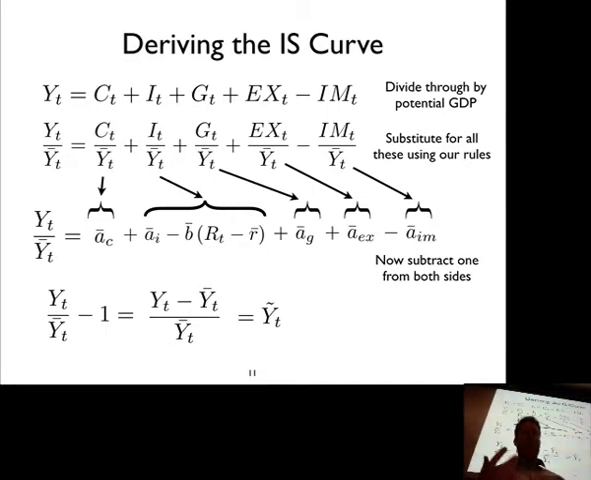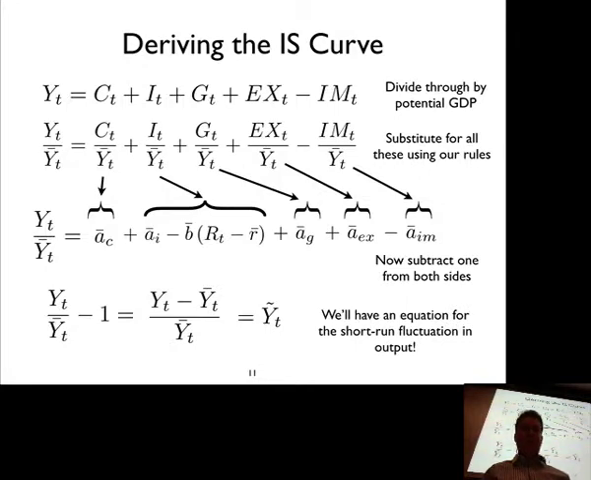Well, there are kind of 2 reasons. One is I just told you we're going to do that, and on an exam I would also tell you that we're going to do that. The second reason is that on the left-hand side here we have rather cleverly divided by potential GDP. We've gotten something that kind of looks like short-run output. This is the thing that's in the IS curve, and we want to derive a relationship for it. So if we subtract 1 from both sides here, we're going to have an equation for short-run output, for Y tilde, which shows up on the left-hand side.